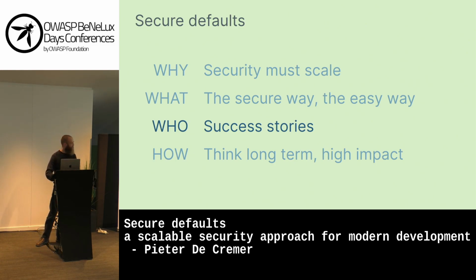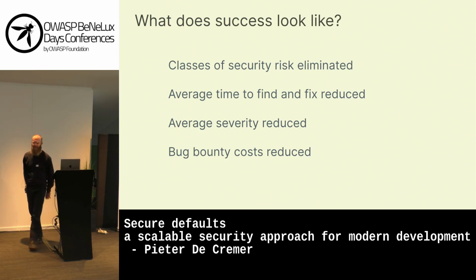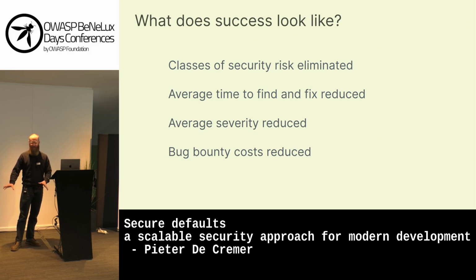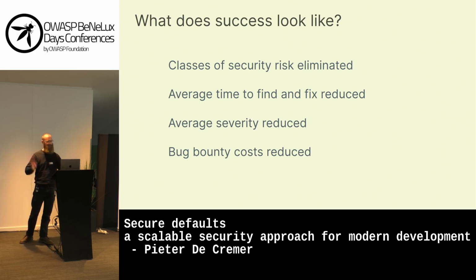I have a few success stories that I want to go through. I'll start with first, I want to talk about what does success look like. So I'm an academic. My ideal way to measure this would be, let's find a company that has two identical teams. They have the same skill, the same backgrounds, and let's have them develop the same app or the same codes, like duplicate work, and give one of them solutions with secure defaults, and the other, they can do what they want. But in reality, that's not really possible.